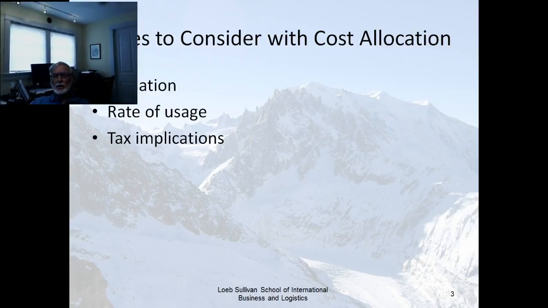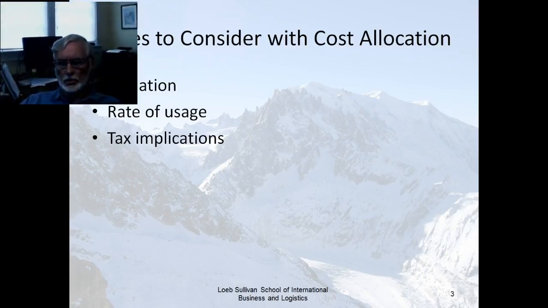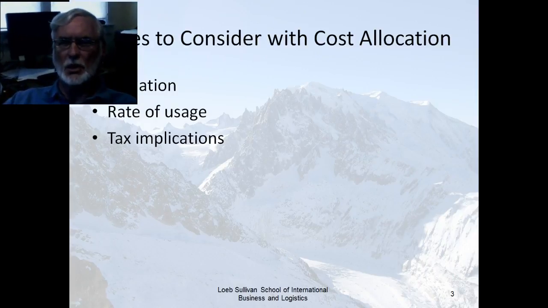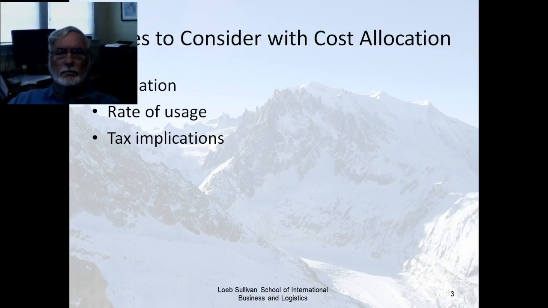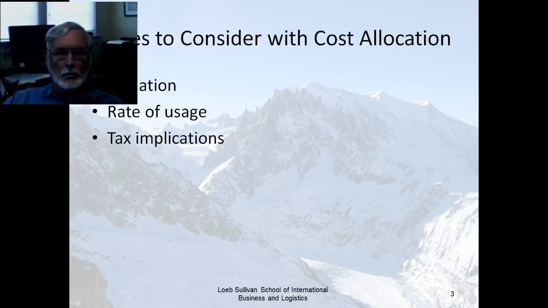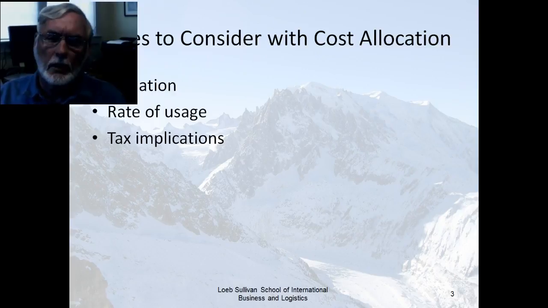And we may also need to think about the tax implications of cost allocation. And we'll talk about why that's an important thing to think about in a little bit more depth later on. But to begin with, let's just say that the tax cost allocation might be different from the accounting cost allocation. And that's generally allowed in most tax systems, so we'll talk about that a little bit as well.